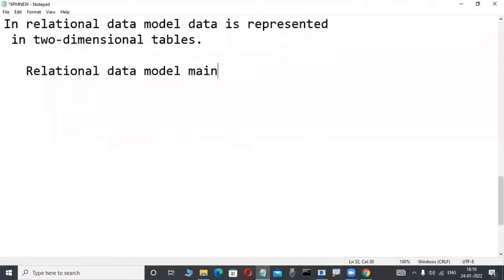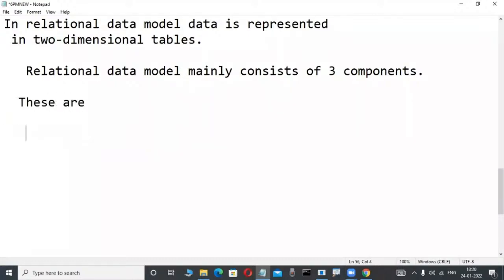the relational data model mainly consists of three components. Three components. What are those components? You must be familiar with these names before we start our course. Now check it out, concentrate here. What is the first one? A simple collection of database objects. In software like Oracle, SQL Server, DB2, a collection of database objects is available.